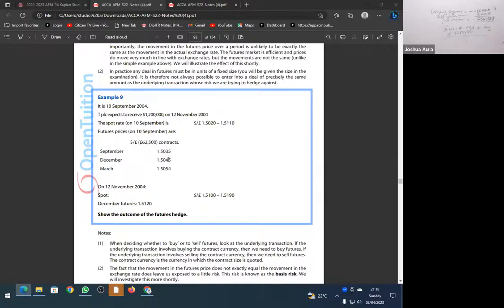Great, I love this. December price for futures. Great, so then I can see the closing, the December futures. You see this 12th November when I receive this money, these are the closing rates. Closing rates. Great. Show the outcome of the futures hedge. This is an examiner who is wishing me success.